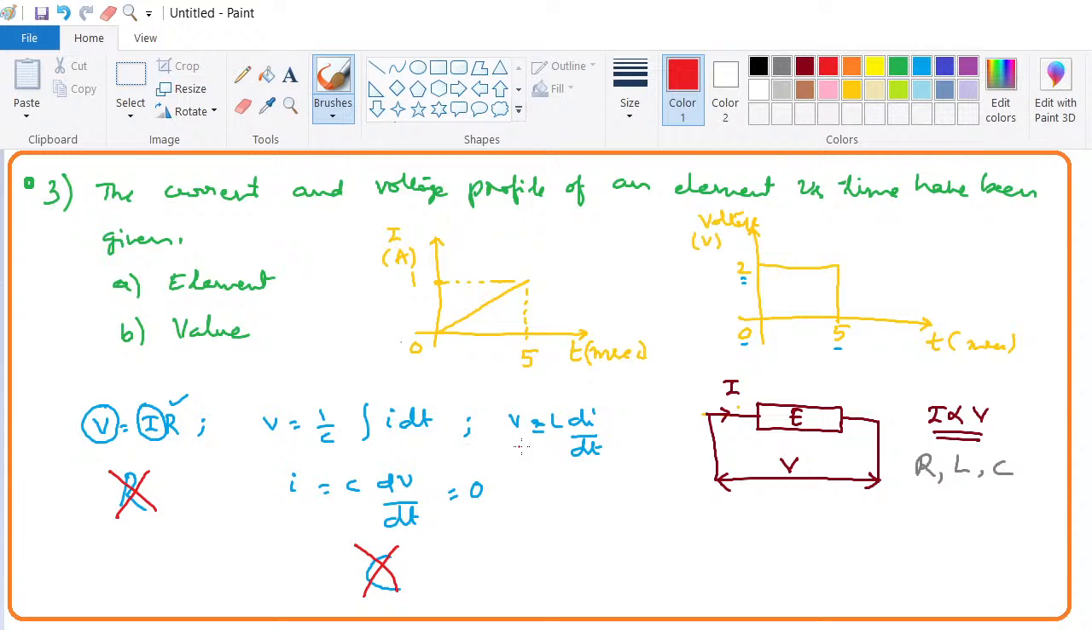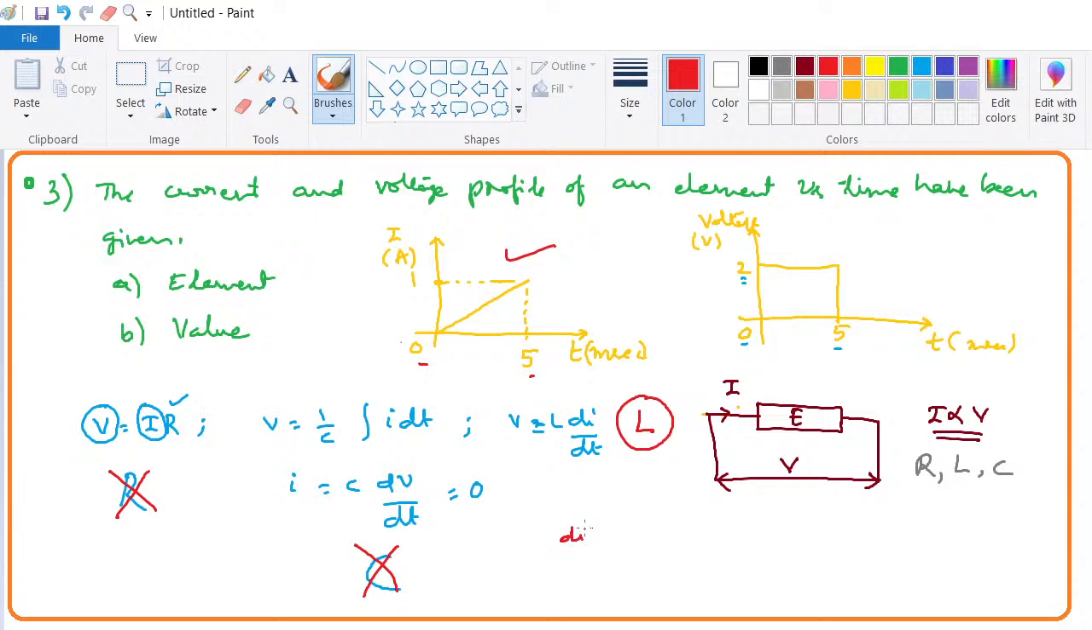So definitely it should be this one, V is equal to L di by dt. Okay, the rate of change of current: there is a change in current here. From this diagram you can say there is a change in current from 0 to 5. Similarly, the voltage is like this. So this is the concept. Let us see what the rate of change in current is. First we need to find the rate of change of current. So we can confirm that the element is an inductor because of these explanations.